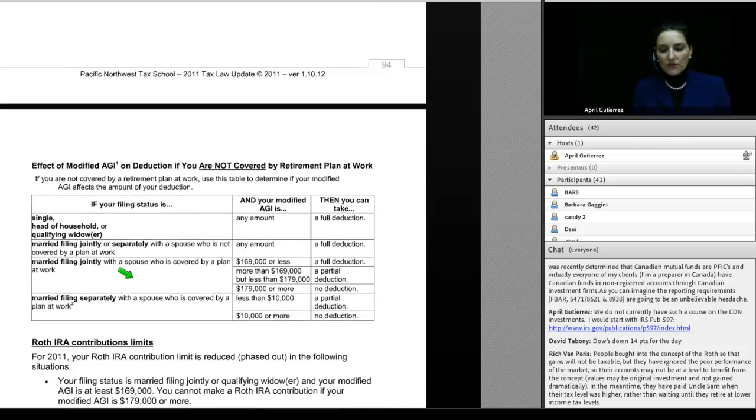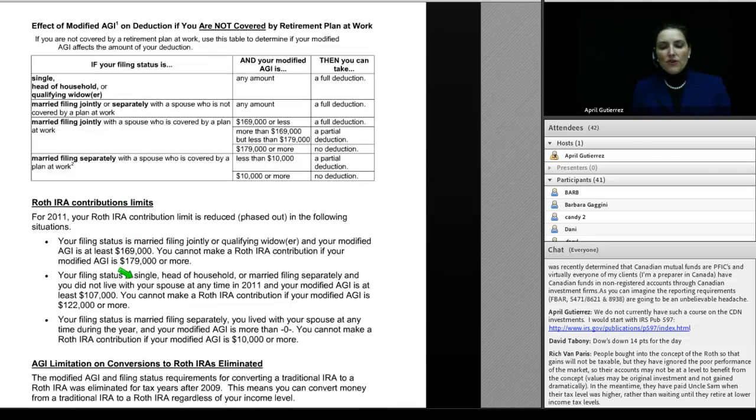The other table to show you is what happens when you are not covered by a pension plan at work, but you have a spouse who is. And for single people who do not have a pension plan at work, you'll see here that you can earn any amount of money and you're allowed a full deduction. But if you are not covered by a pension plan at work, but your spouse is, then you look at the joint return and the joint income on that return. And if that income is less than $169,000, you are allowed a full deduction. If the income is between $169,000 and $179,000, you are allowed a partial deduction. And when the income hits $179,000, you are not allowed a deduction at all.